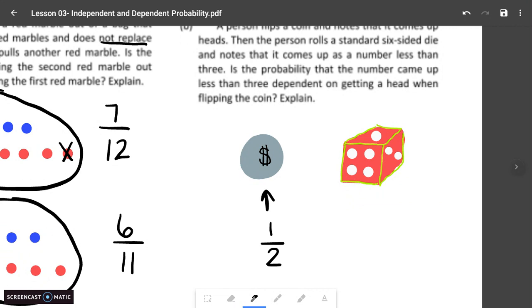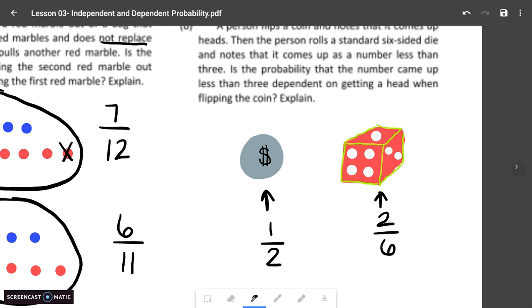Now, in part A, it was the same bag that was affected, but part B here has a coin and a die. Those are totally unrelated. No matter what, however many times I roll this die, it's still going to be 2 out of 6 for me to potentially get a number less than 3, because it's only the options of 1 and 2 out of 6 numbers altogether. So no matter what I do with the coin or the die, they're still going to have those same odds. So basically, independent means there's no effect on the outcome of the event.